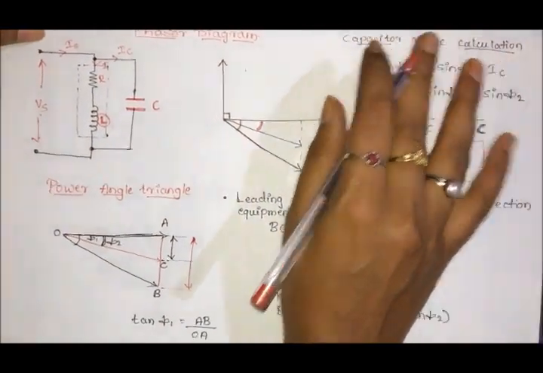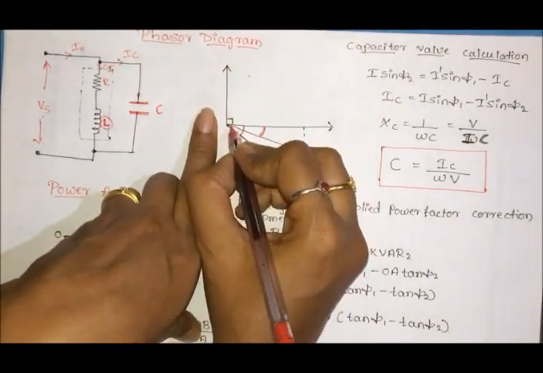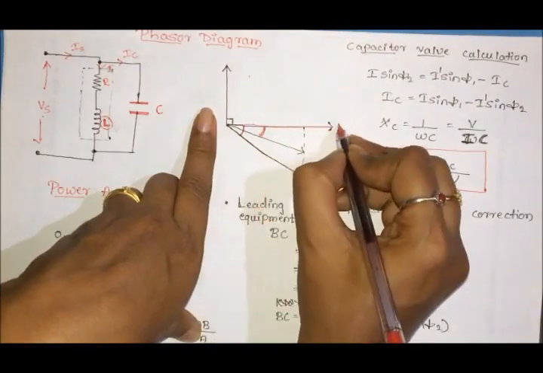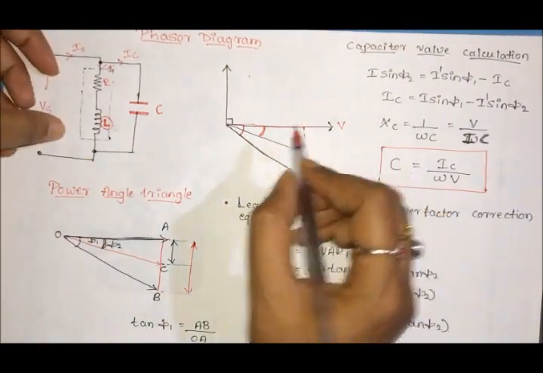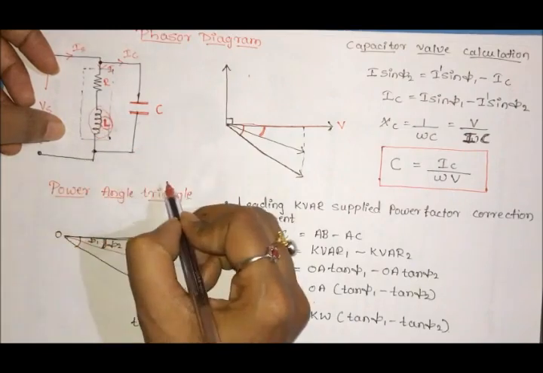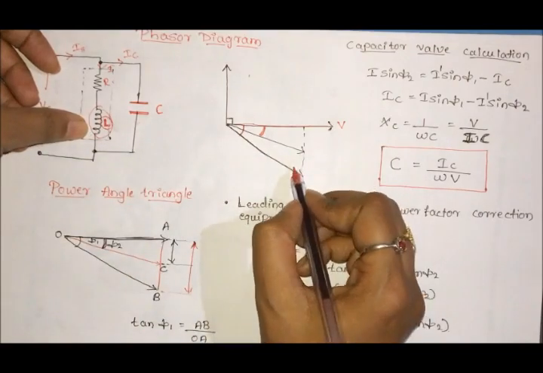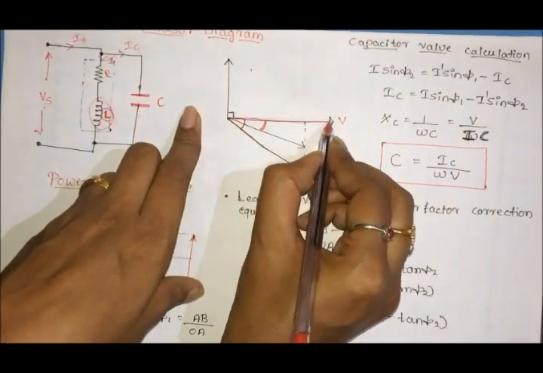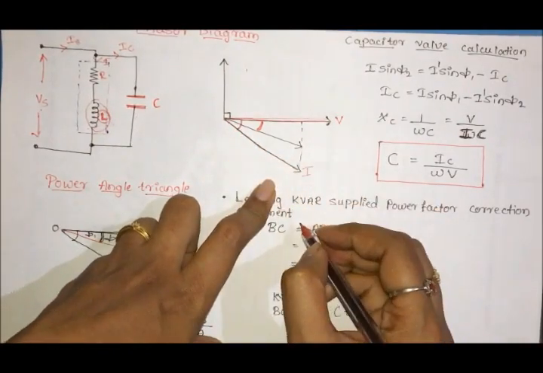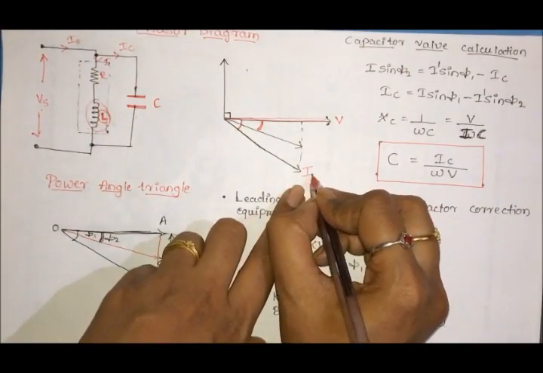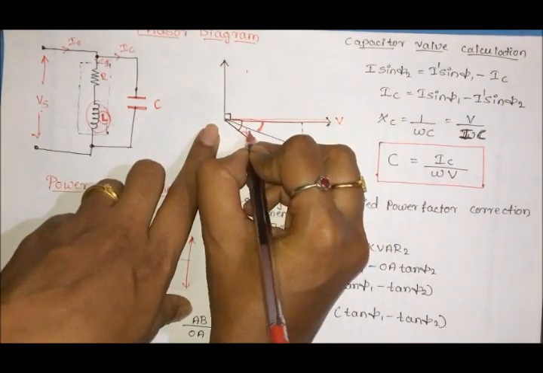Next, let me draw the phasor diagram. I am taking the real part as voltage, and first we'll start with the phasor diagram of the inductive load. What happens in an inductive load? The current will be lagging. Here it is the voltage, and the lagging current will be here. I am going to name it I, with an angle of phi 1.